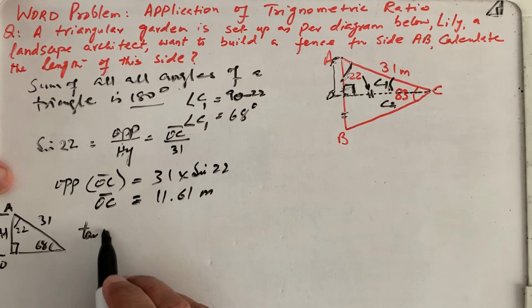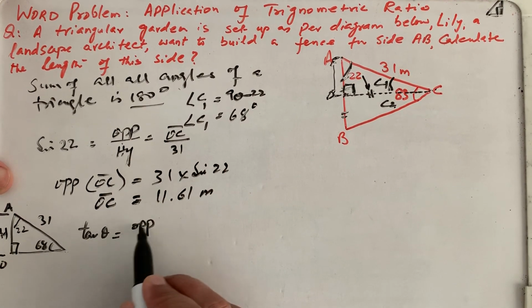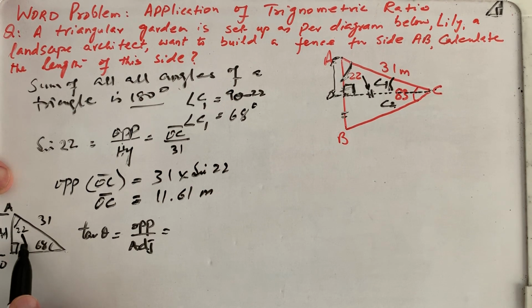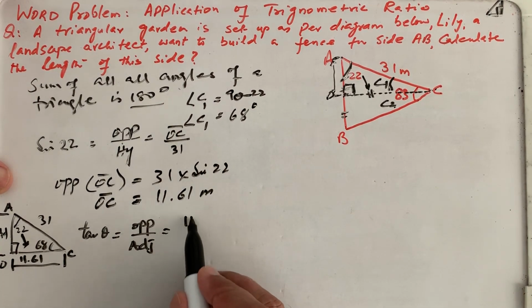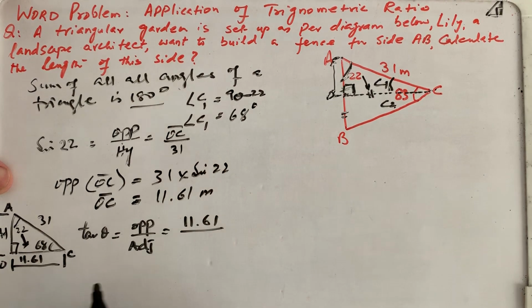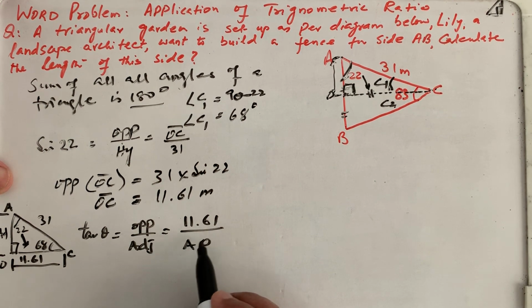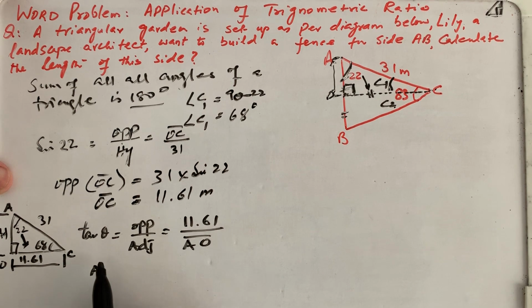So tangent theta is equal to opposite over adjacent, right? If I take tangent of 22, what is my opposite? Opposite is always opposite. So what is my opposite? Opposite is this, which I just calculated, OC, which is 11.61. So I will put 11.61 divided by adjacent. Adjacent is unknown, or OA. You can say AO or OA, one and the same thing. This is what we are calculating here.